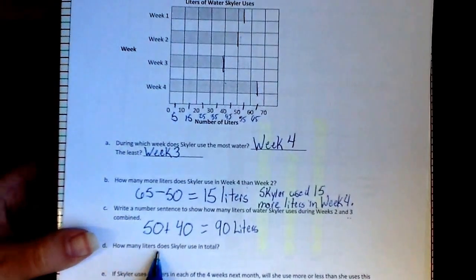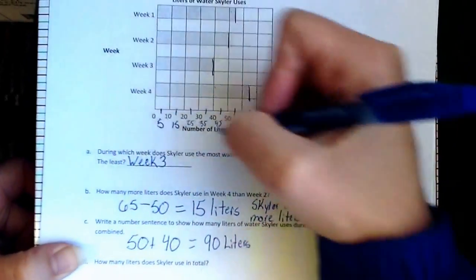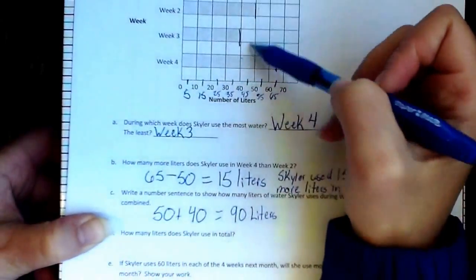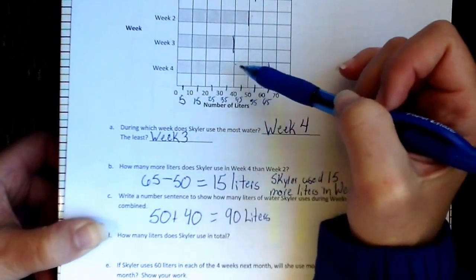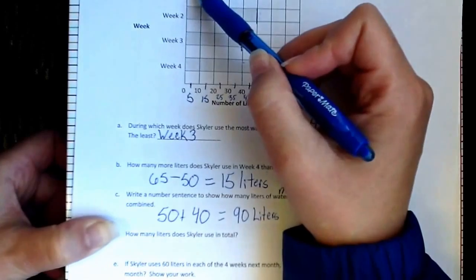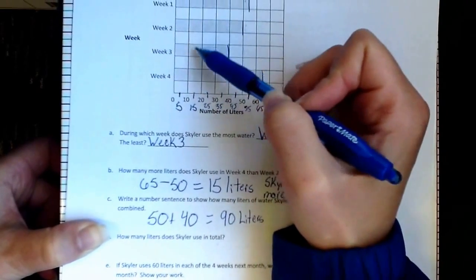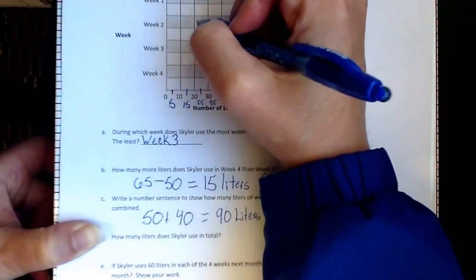How many liters does Skylar use in total? So for all of our weeks, how many does she use? You know what I'm going to do? I'm going to count these up versus doing the math. We know each whole box is 10. So let's just do this. 10, 20, 30, 40, 50, 60, 70, 80, 90, 100. I'm going to write 100 there.